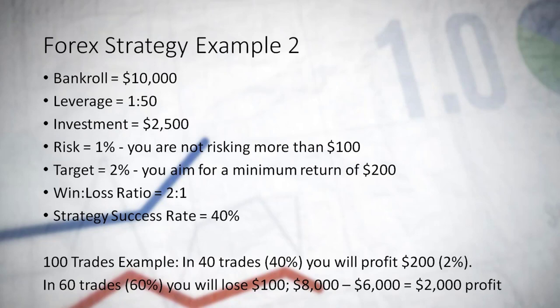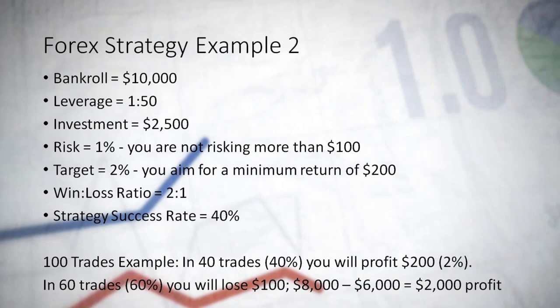In 60 trades, which is 60%, we will be losing $100, which is the 1% risk. So this means that 40 trades times $200 make $8,000 profit from 40 trades, and 60 losing trades where we lose $100 each equals $6,000. When we get the difference between the profit of $8,000 and the loss of $6,000, we get a net profit of $2,000 from this strategy.